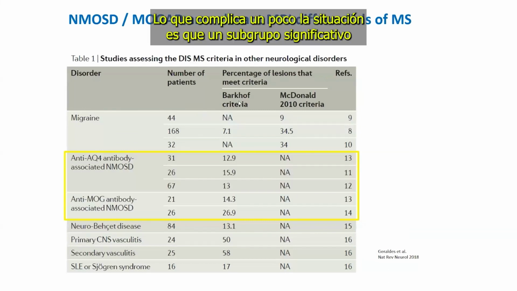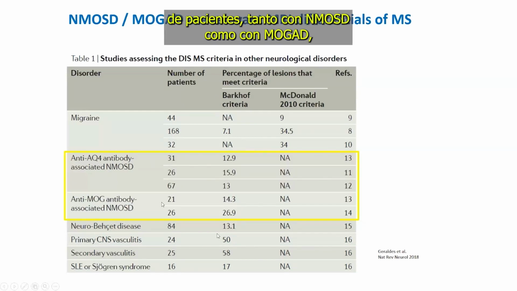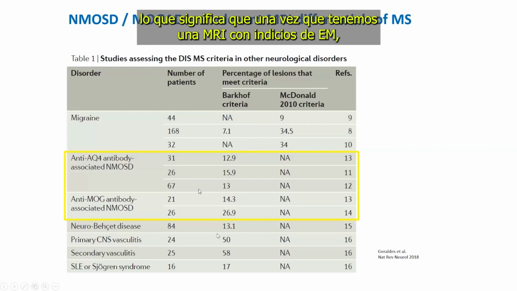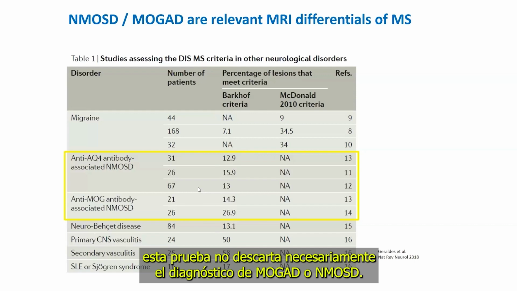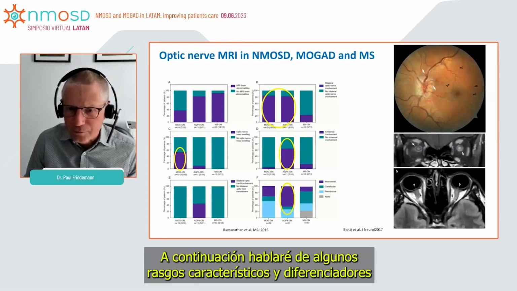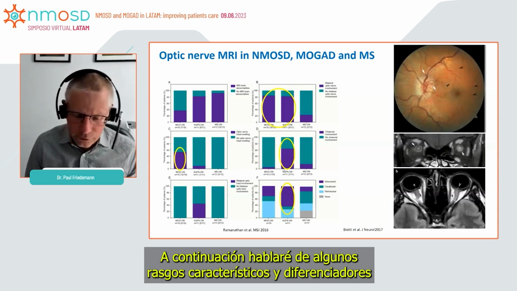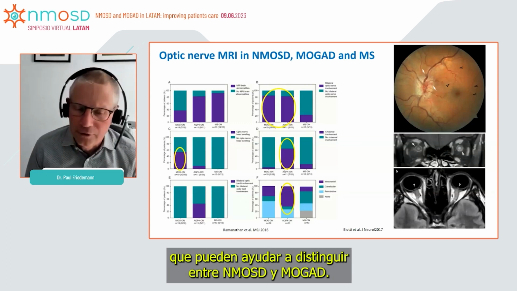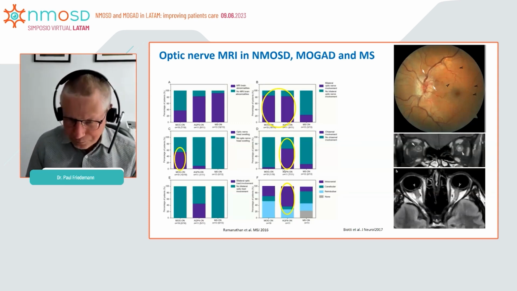What makes the situation a bit complicated is the fact that a relevant subgroup of patients with both NMOSD and MOGAD fulfill the Barkhof criteria for multiple sclerosis. So, which means that once you have an MRI that is suggestive of MS, this does not necessarily rule out a diagnosis of MOGAD or NMOSD. Now I'll move on to a few characteristic and discriminatory features that may help distinguish NMOSD from MOGAD.